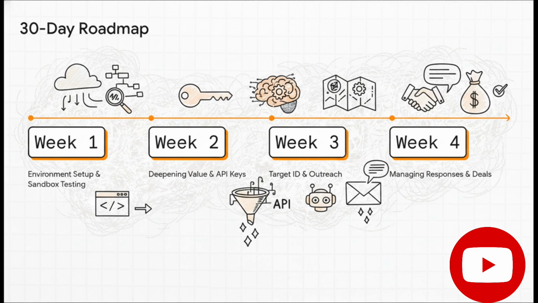By Week 3, you're on the offensive. You're identifying regional business targets, running passive scans, and drafting your initial AI-assisted email pitches. And finally, Week 4 is where you manage responses, conduct your first consulting calls, and start closing deals.